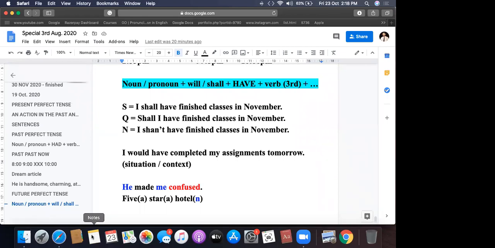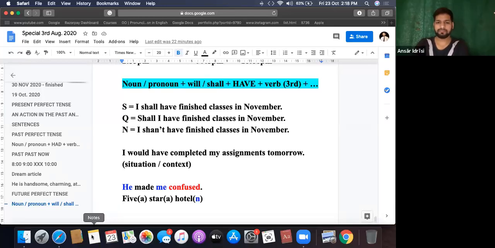We shall have eaten an apple. Shall we have eaten an apple? We shan't have eaten an apple. Next. We will have swung on the hammock. Will we have swung on the hammock? We won't have swung on the hammock.